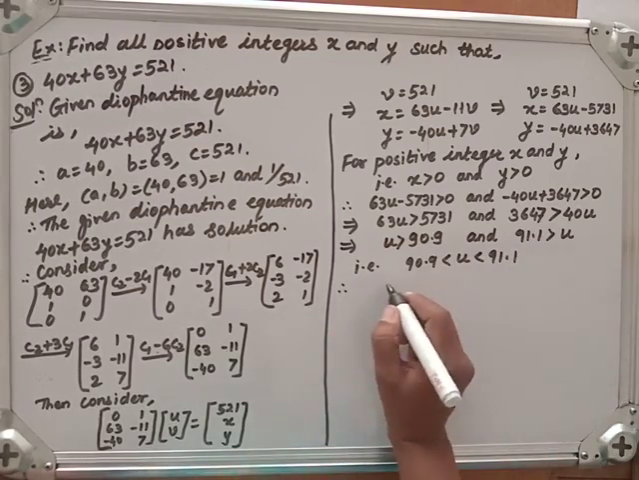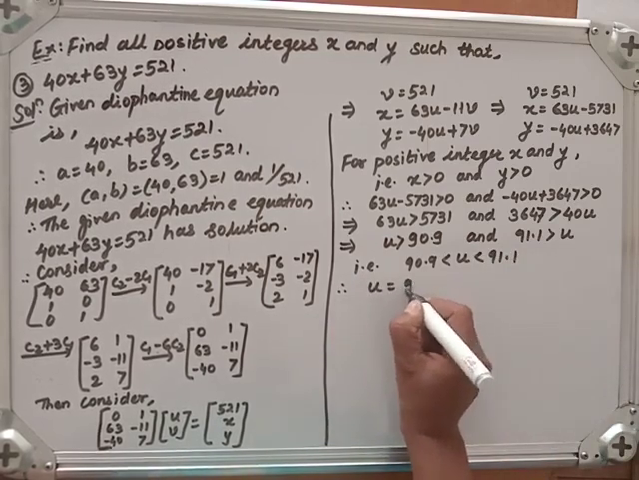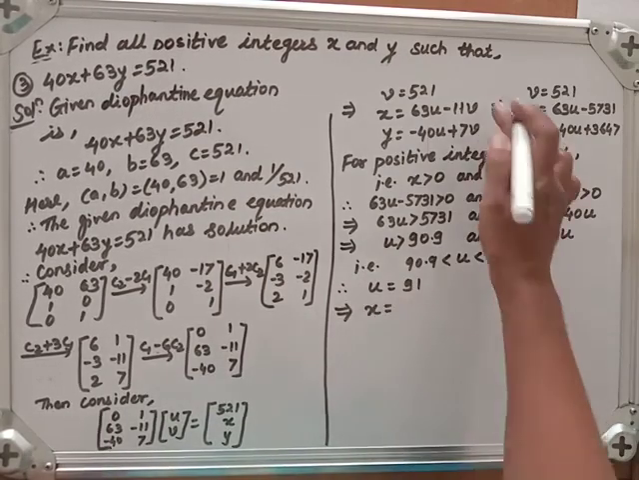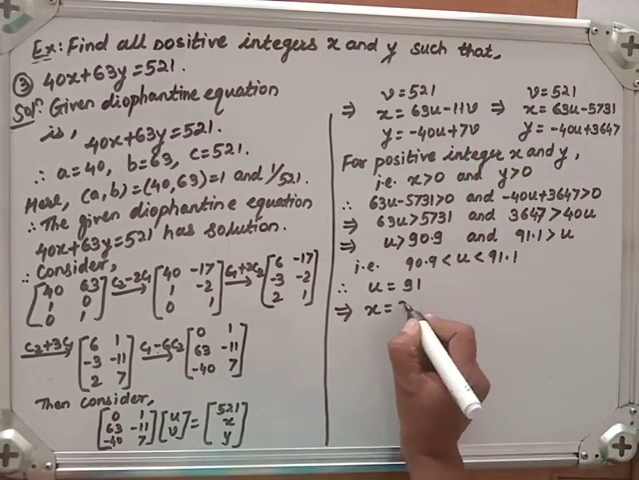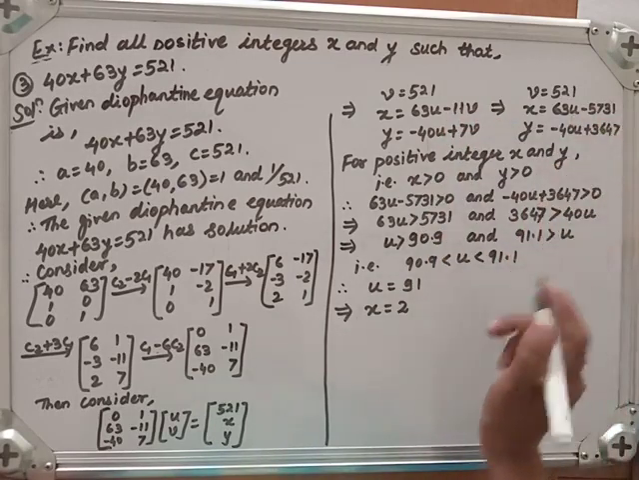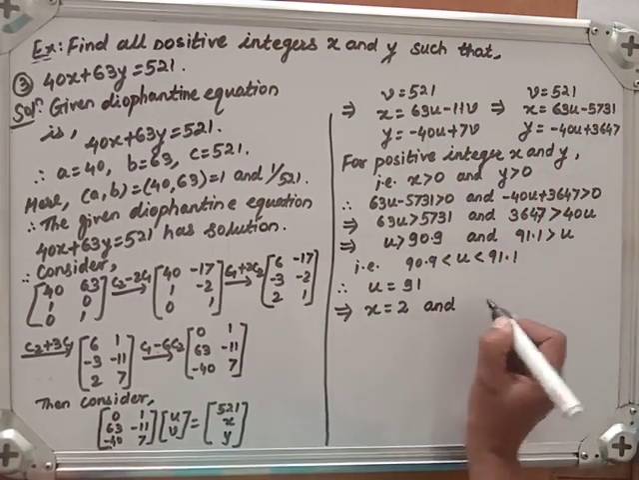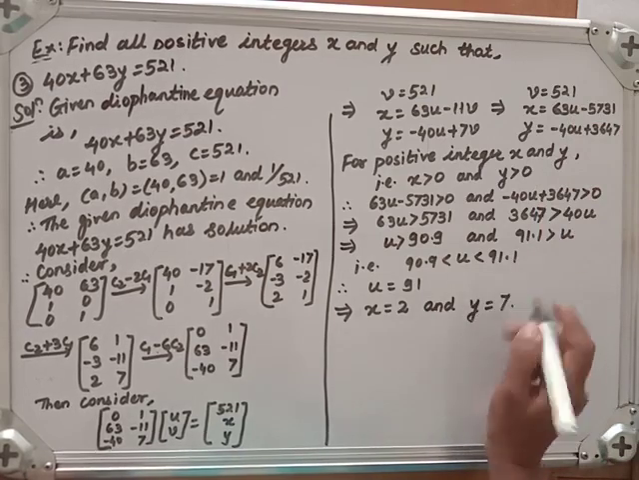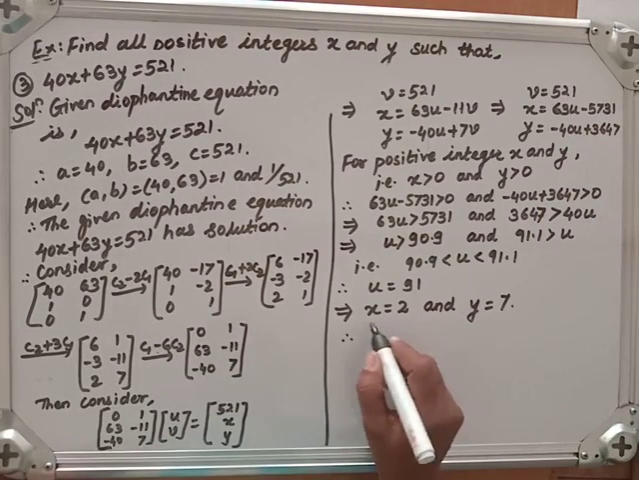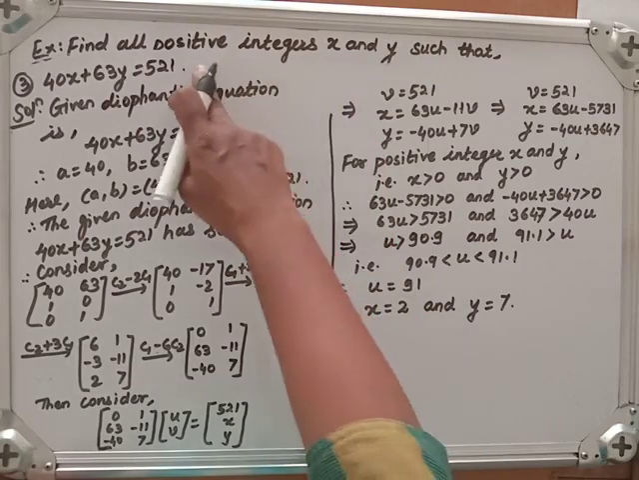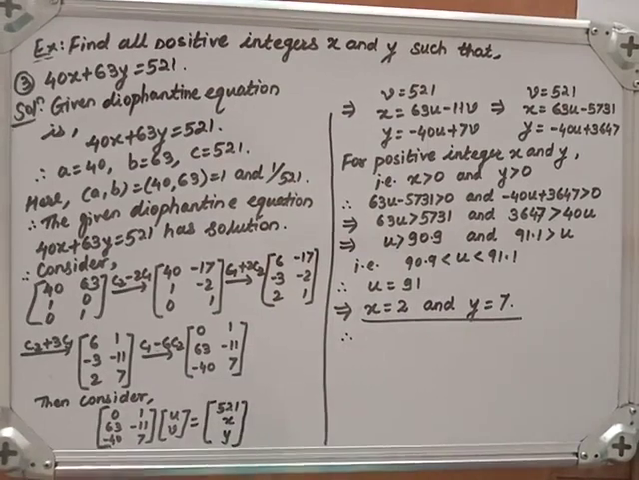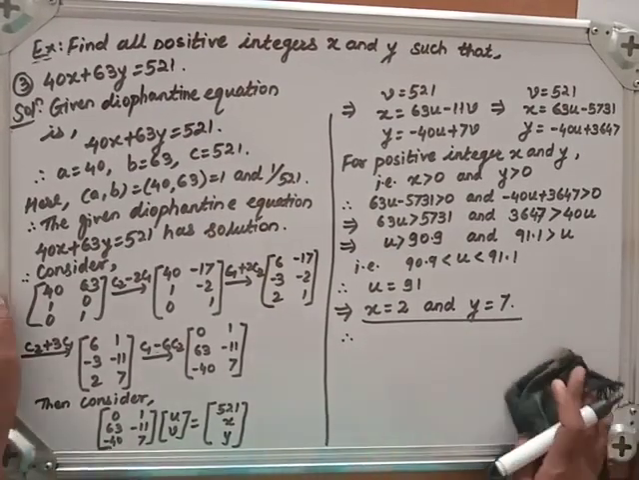Therefore, we get u is equal to how much? 91. So this implies x is what? If we put u as 91 here, we get x is equal to 2. And y will be 7. You can check that part. Therefore, the required positive integers x and y which satisfy this are x is equal to 2 and y is equal to 7. As such, you can write it at last. Now, let's take the next example.